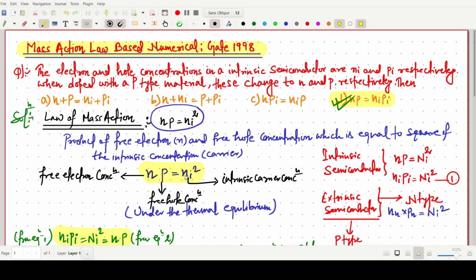In the question, it is represented by small n subscript i square. For intrinsic, we have to take care of Ni and Pi, so I wrote Ni, Pi, and replaced it with capital Ni square. It is just a symbol. So this is all about this question. Thank you for watching this video.